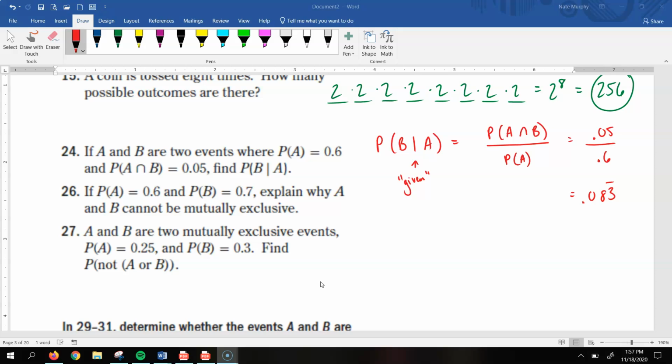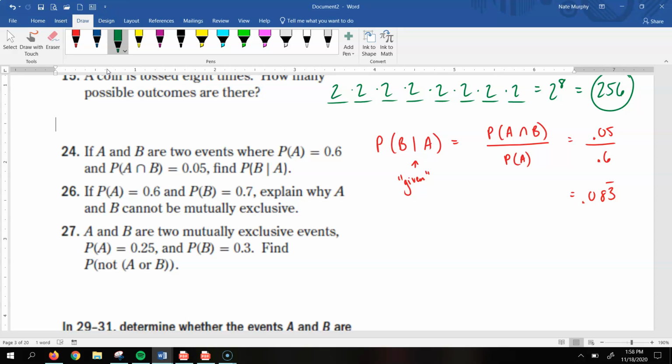So 26 says the probability of A is 0.6 and the probability of B is 0.7. Explain why A and B cannot be mutually exclusive. Remember, to be mutually exclusive, there can't be overlap. When we're dealing with percents, one way to tell if there's overlap is if the two probabilities add together to be greater than 1, that means there has to be overlap. If you add 0.6 and 0.7, you get 1.3. Since 1.3 is bigger than 1, there has to be overlap by at least 0.3 or 30%. So that's how you can tell that they are not mutually exclusive.